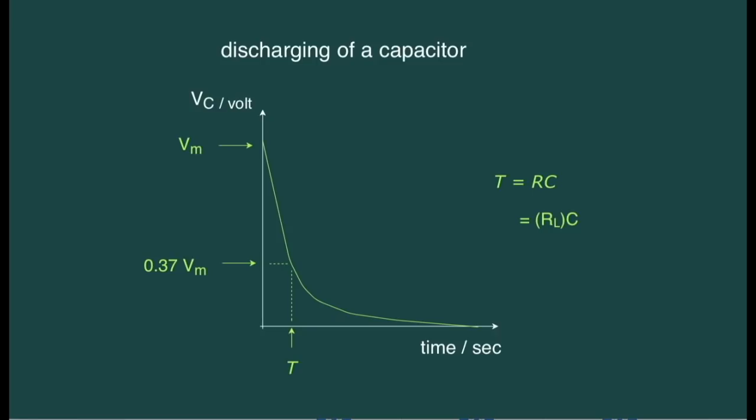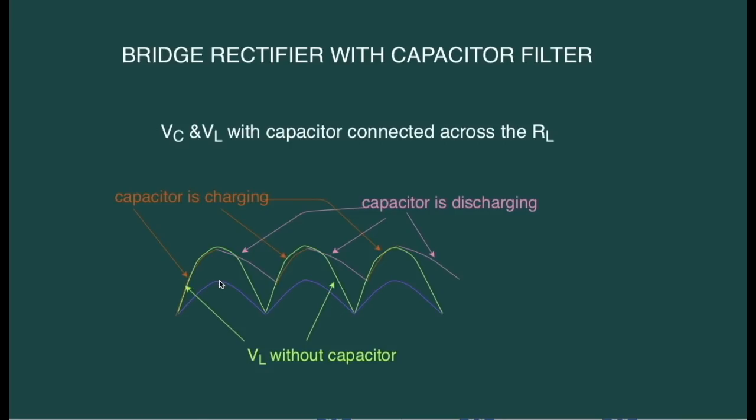Usually, RL is much larger than the dynamic resistance of the diode in forward bias condition. Hence, discharging time constant of a capacitor connected across the load resistance of the rectifier is much larger than its charging time constant. Now, even though the current in the circuit is decreasing, capacitor voltage cannot decrease that fast. Capacitor voltage will start decreasing as per the rate decided by the discharging time constant.